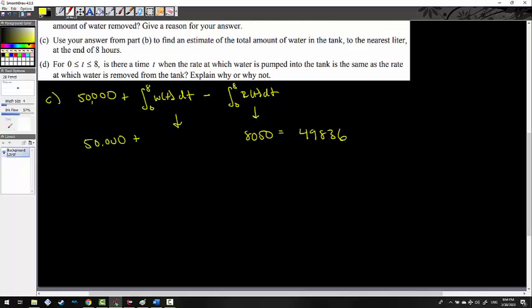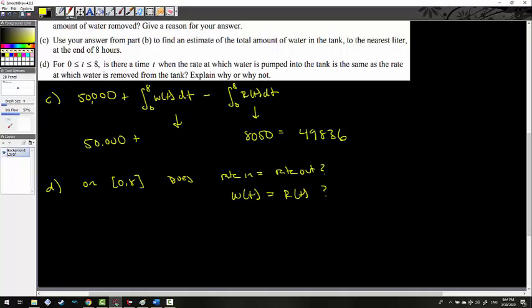Part D says, for 0 to 8, is there a time t when the rate at which the water is pumped into the tank is the same as the rate of the water being removed from the tank? Explain why or why not. How do we figure this out? Well, they're asking me on 0 to 8, basically, does the rate in equal the rate out? Does it ever? In other words, does W of t ever equal R of t?